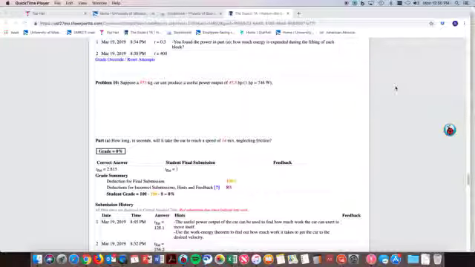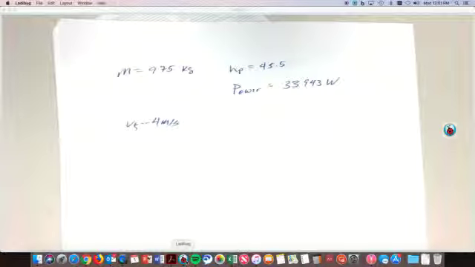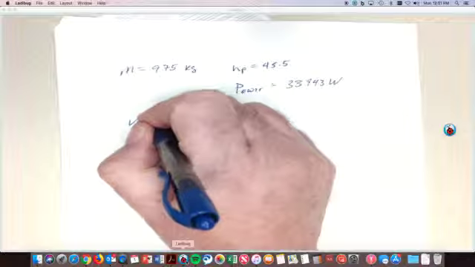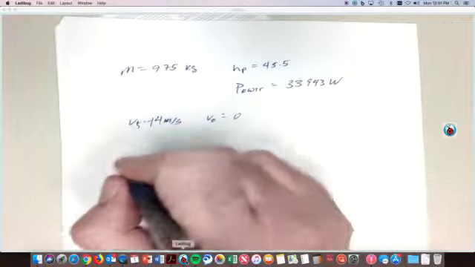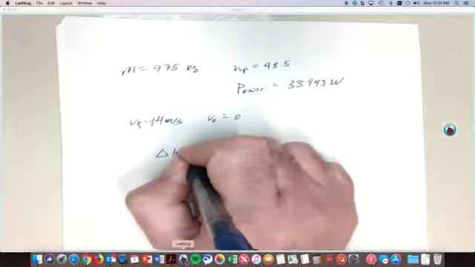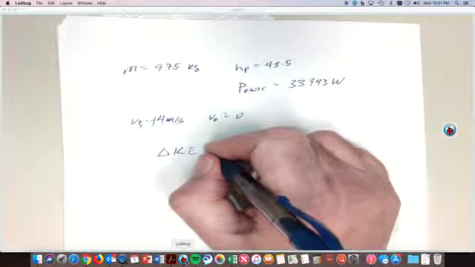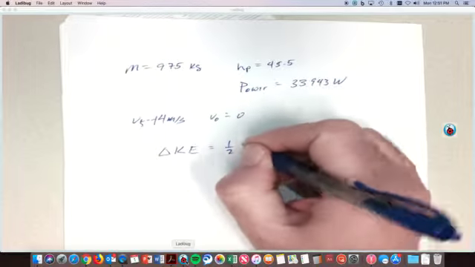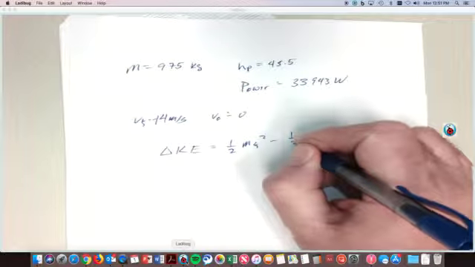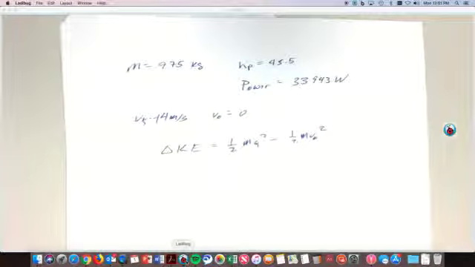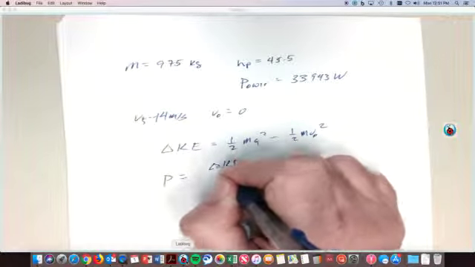All right, so let me show you what I've got here so far. Okay, so here's what I'm working with. Now, the final velocity is going to be 14 meters per second, right? And the initial velocity we're assuming is 0, and there's the thing. So we know the change in kinetic energy is going to be 1/2 m v final squared minus 1/2 m v naught squared, right? Okay, and the power is going to equal our change in kinetic energy over the time.